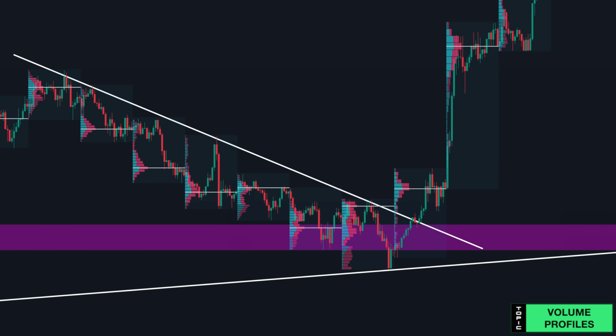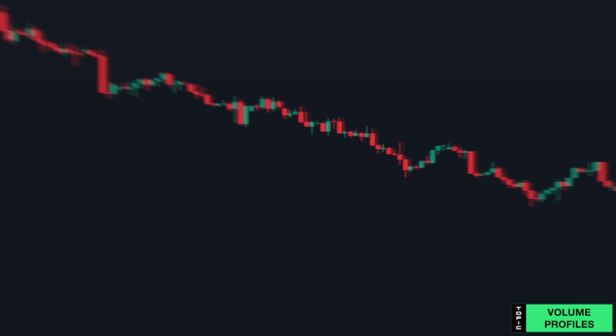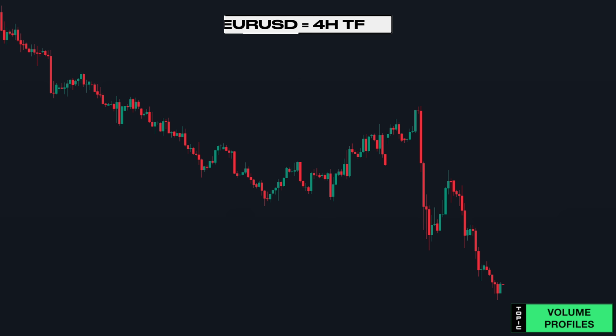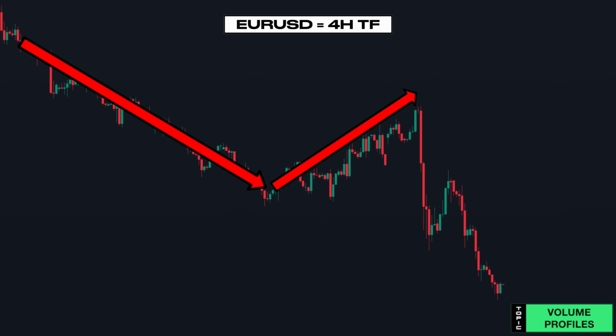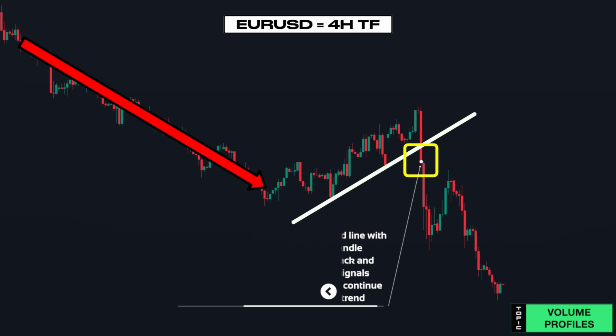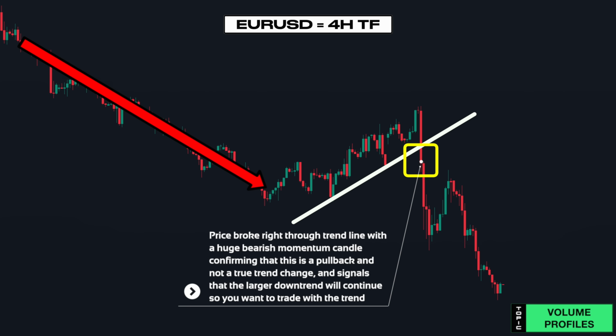Let's show this again. This is the euro-dollar currency pair short trade we took. We are on the 4 hour time frame. You have a large moving downtrend. A pullback then started to occur, but clearly it was short-lived because once you placed a trend line below the pullback, price broke right through it with a huge bearish momentum candle, which confirms that this is indeed a pullback and not a true trend change, and signals that the larger downtrend will continue.